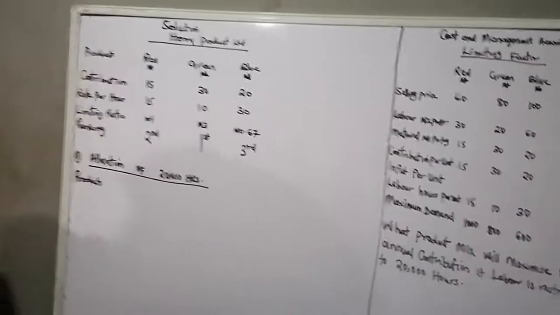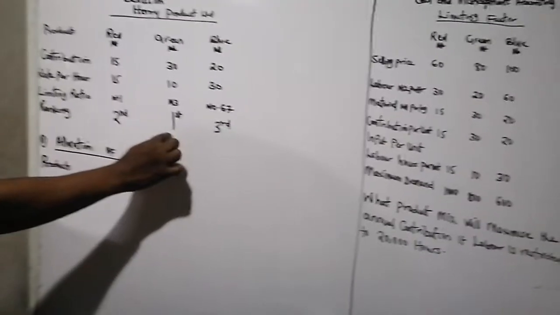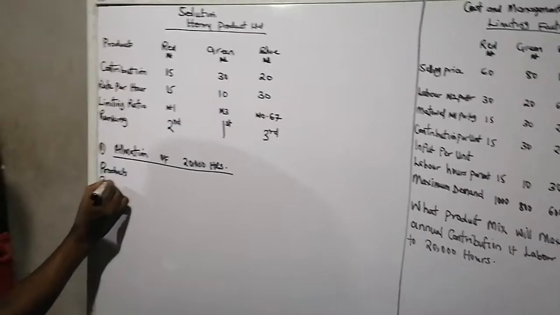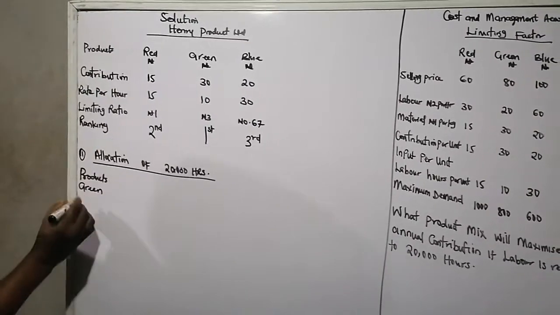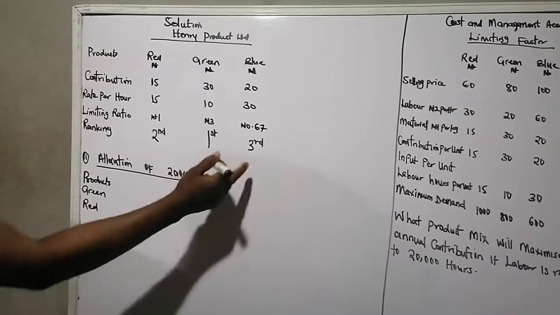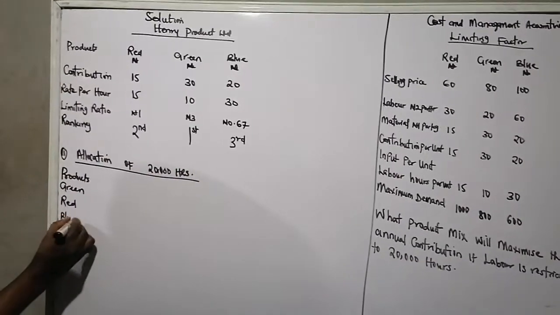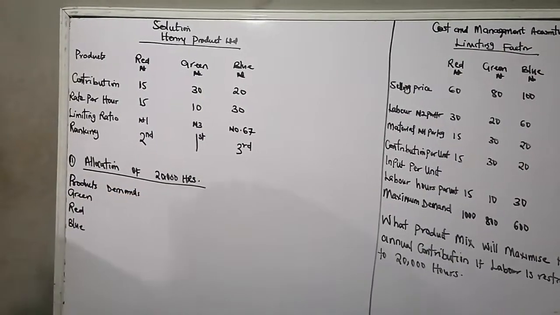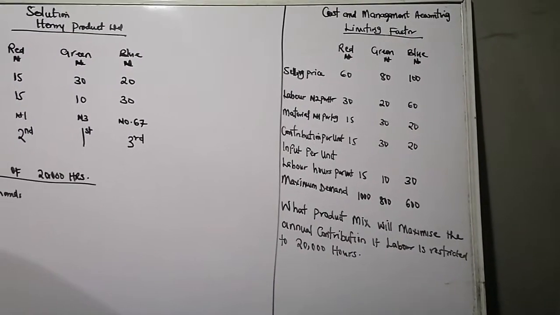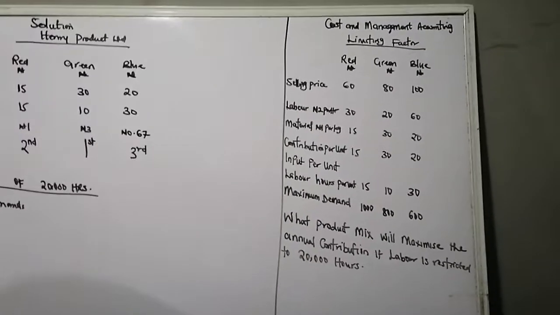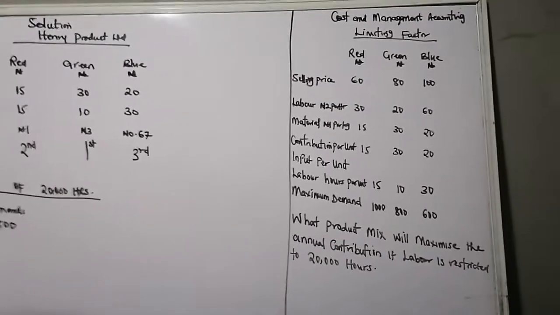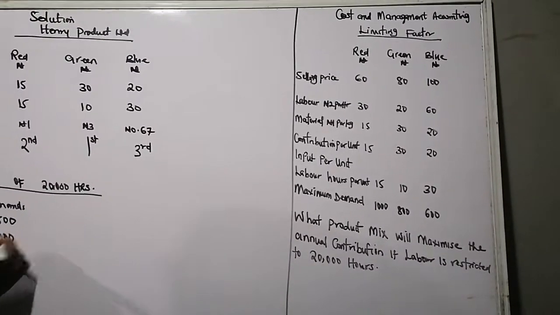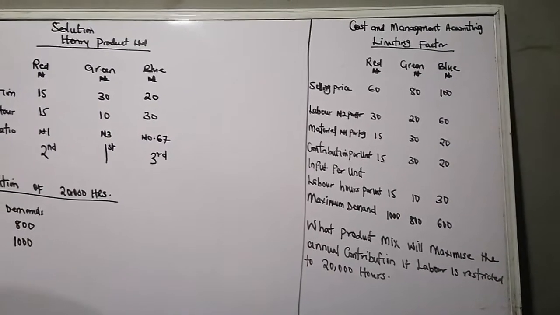Now in my product, I will bring them based on what I rank. So green will come first, followed by red, then followed by blue. Then I'll bring in the demand. What is my demand for green? I'll go back to the question, so I have to be very careful there. Green, quantity demanded is 800. Red, quantity demanded is 1000. Blue, quantity demanded is 600.